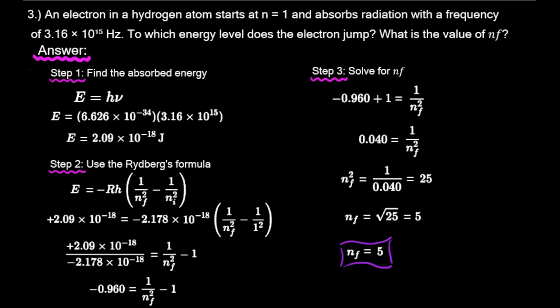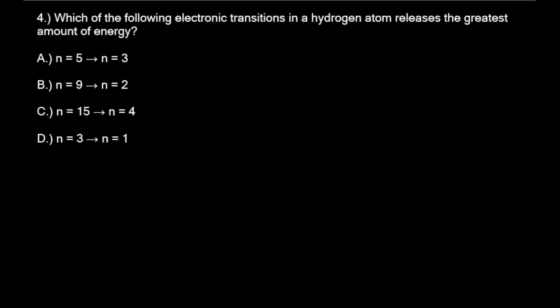Let's move on to question number 4. Question number 4 says, which of the following electronic transitions in a hydrogen atom releases the greatest amount of energy? Answer choice A says n equals 5 to n equals 3. Answer choice B says n equals 9 to n equals 2. Answer choice C says n equals 15 to n equals 4. Answer choice D says n equals 3 to n equals 1. Which one do you think is the correct answer?